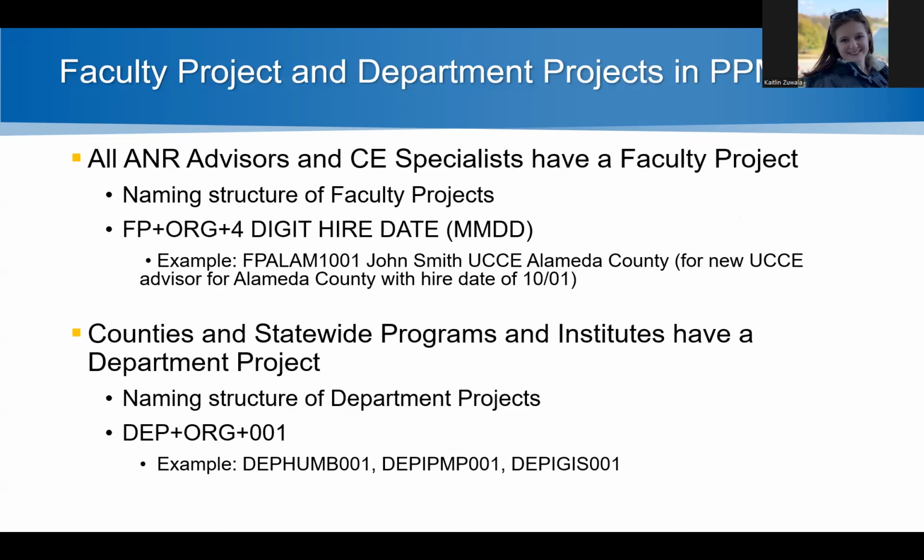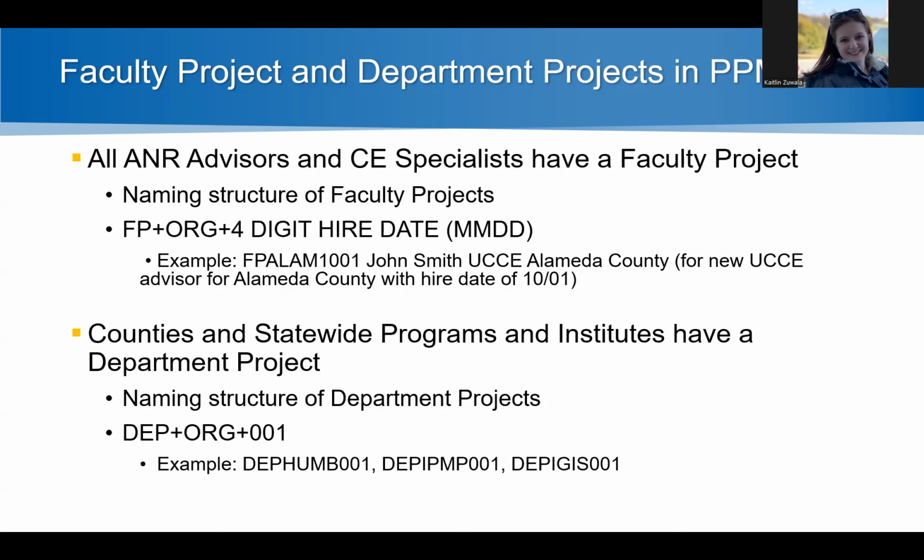So all A&R advisors and CE specialists have a faculty project, and this is how that naming structure is done. FP for faculty project, your organization, and then your 4-digit hire date. So for example, FP ALAM 1001, that would be John Smith, who started with UCCE Alameda on October 1st.